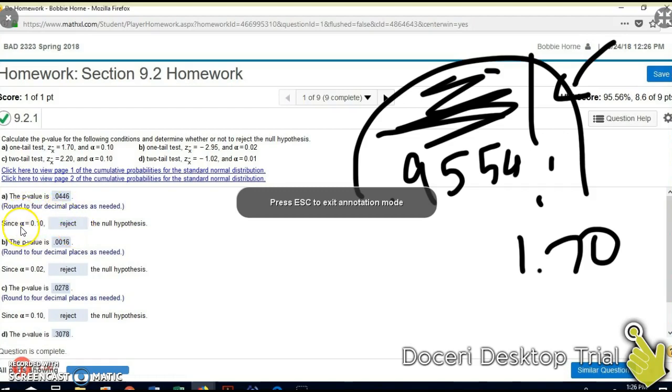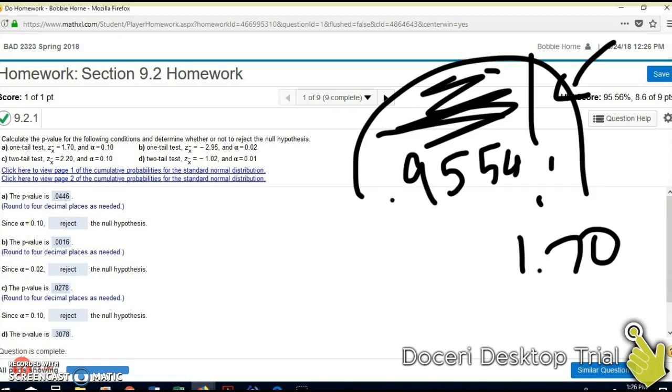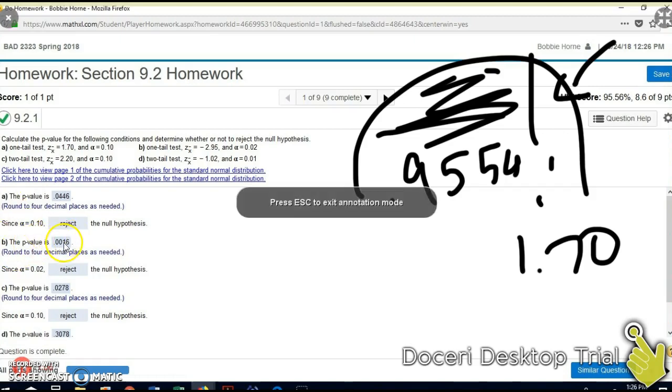Now, since alpha is 0.10, what you have to remember here is if the p-value is less than alpha, we reject. The p-value is 0.0446, which is less than 0.10. So since the p-value is less than alpha, we have to reject. Sorry, I was looking at the wrong one.